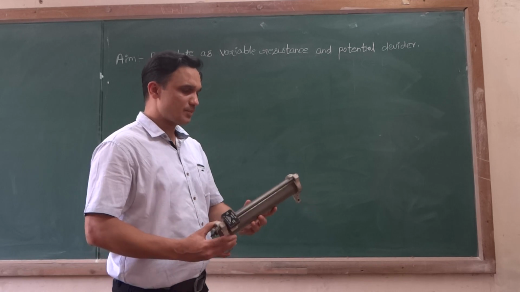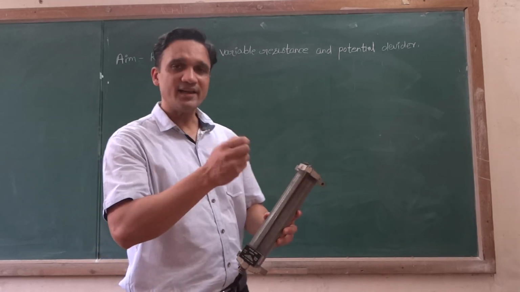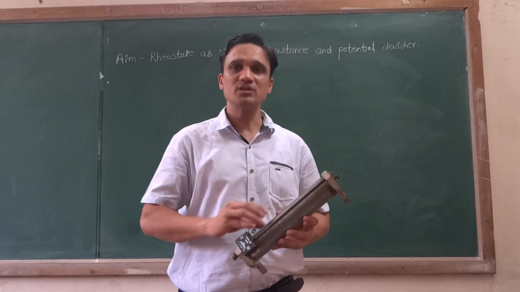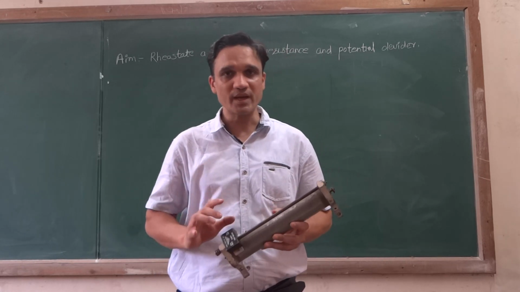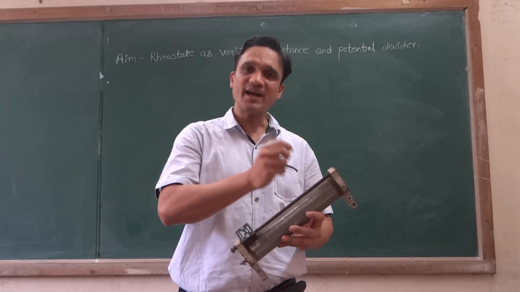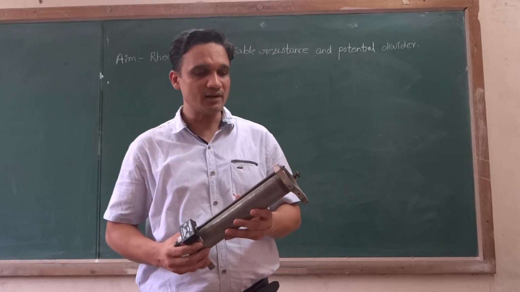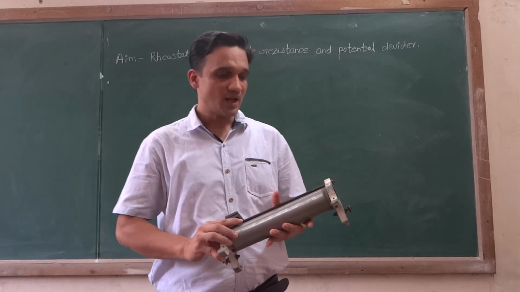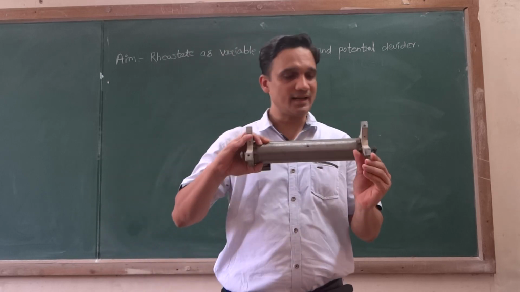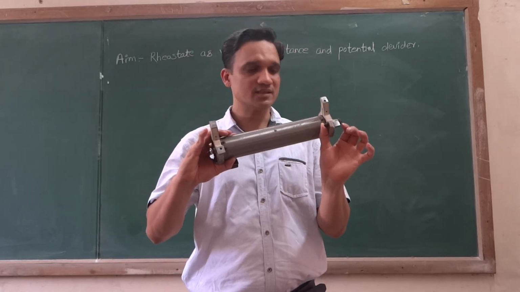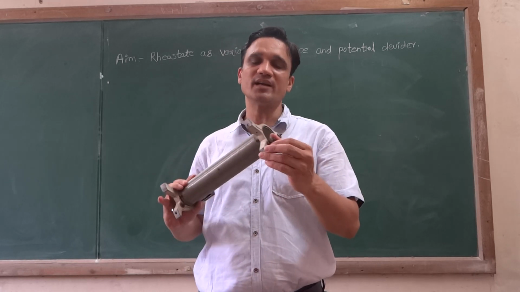The rheostat is basically the winding of wire on ceramic material. Why are we using the ceramic material? Because it should be non-electrical and non-magnetic. There is a fine winding of the nichrome wire on that cylindrical ceramic portion, and one end of the wire is connected at this point, one end of the rheostat. That is one of the screws provided over here.